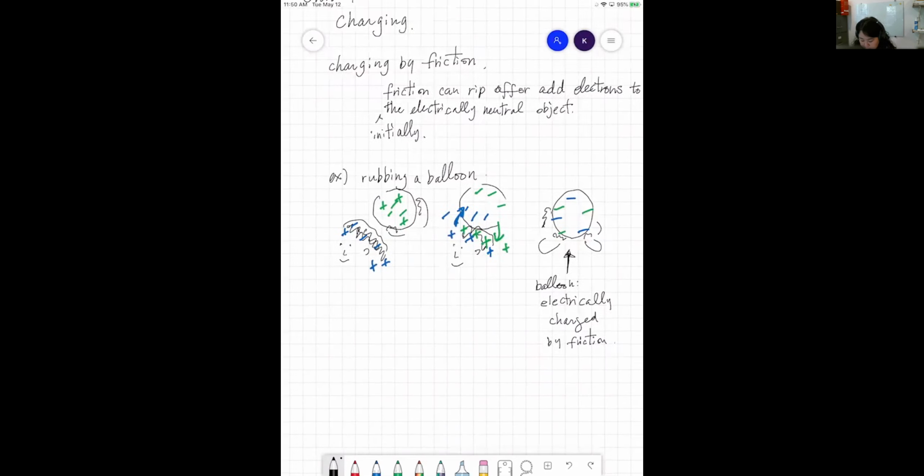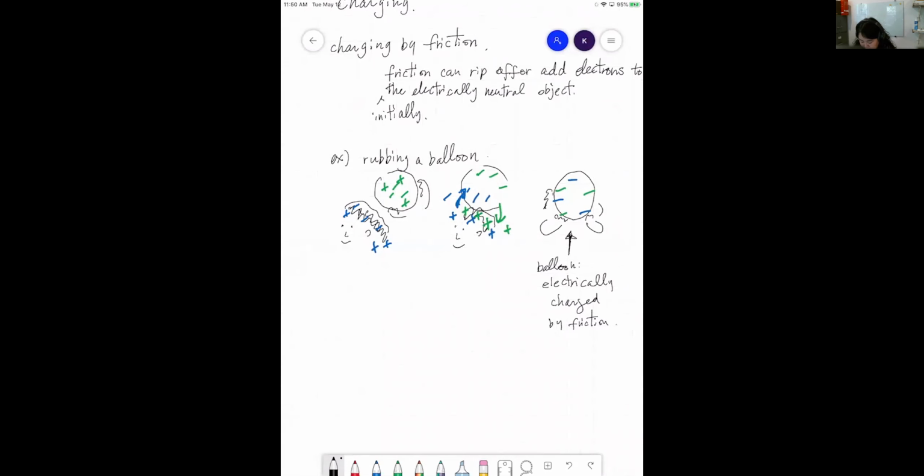And the same thing happens when you're combing your hair or walking. You get charged rather easily. So these are charged by friction.